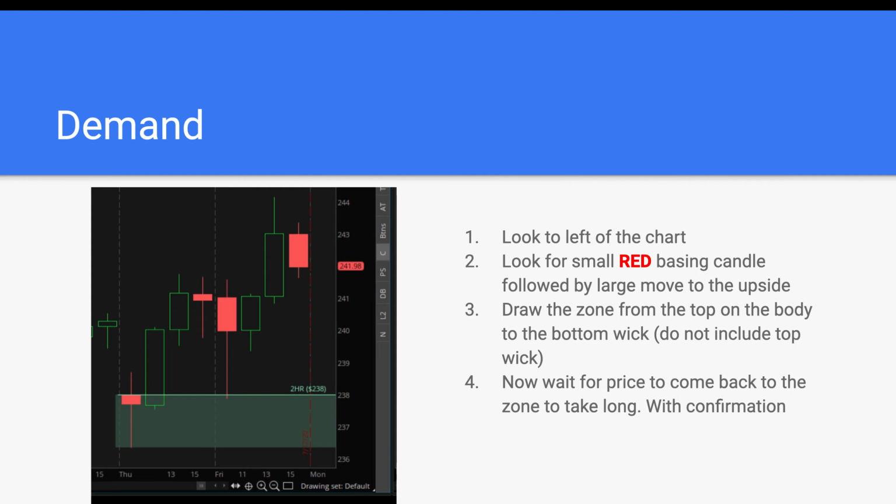So looking at demand, you want to look to the left of the chart and look for a small red basing candle. So this candle here, followed by a large move to the upside. So you draw the zones from the top of the base to the bottom of the wick. So you look at the open of the candle to the low of the candle, and then you draw your zone over to the right. Then you wait for price to come back. So here on this example, the next day price came back and touched the zone here, and then you could have looked to take it long at this point for a rally up from that.